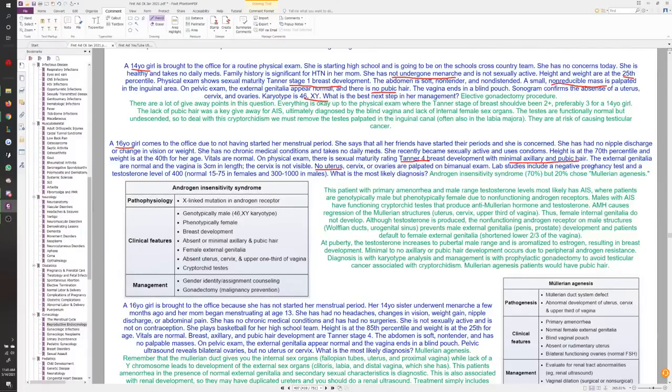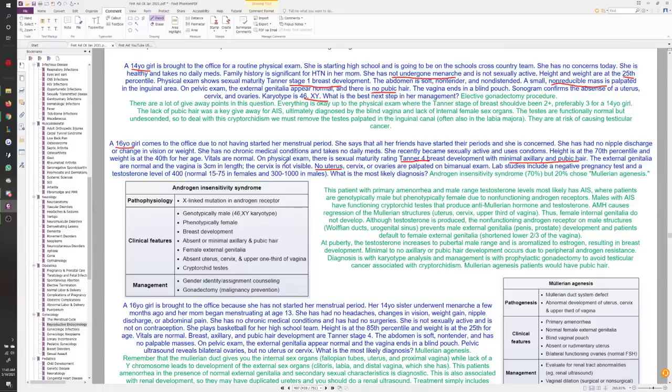So lab studies include a negative pregnancy test, great, and they do a testosterone level of 400. That's super high, right? Normal would be under 100 in females and almost 1,000 in males, right? There's a huge difference. So with her, a 16-year-old girl, it really looks like it's supposed to be a guy, right? It's supposed to be a guy.